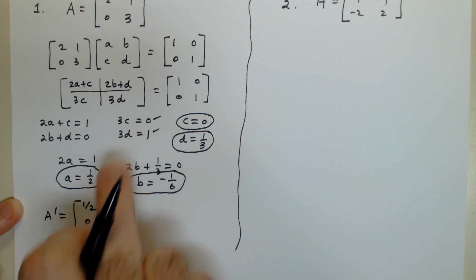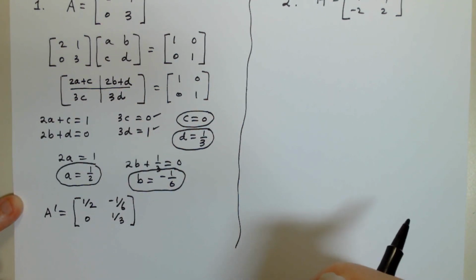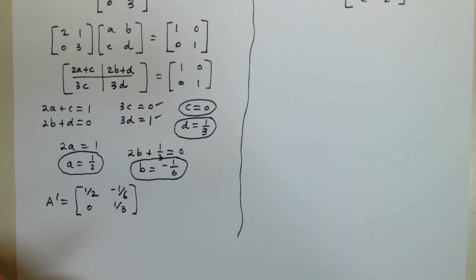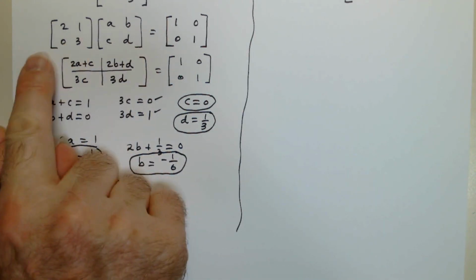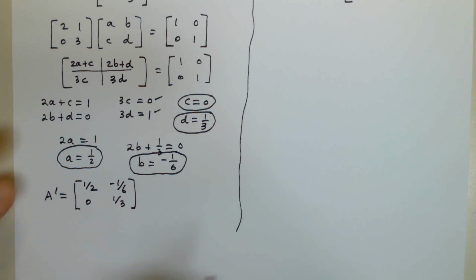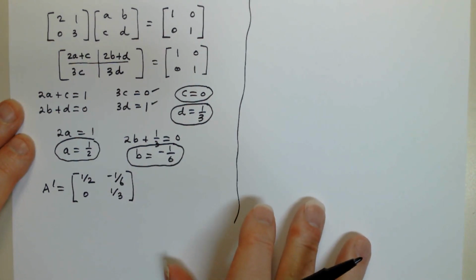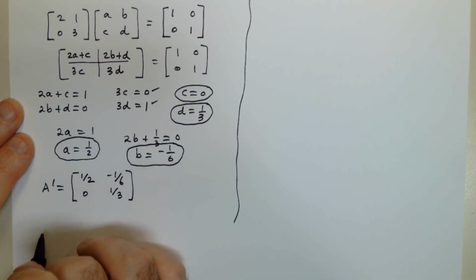Okay, so that was designed to work on the right and produce the identity. Now what I need to do is check to see if it also works when I multiply on the other side, on the left. So I have to check A prime times A to see if it also produces the identity.